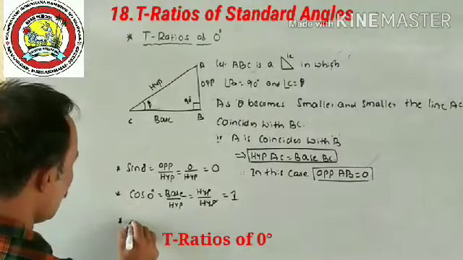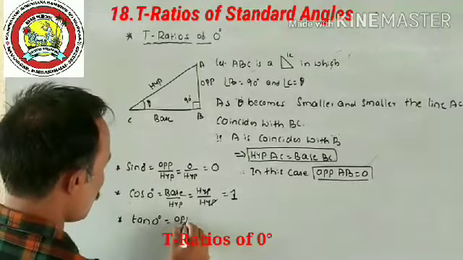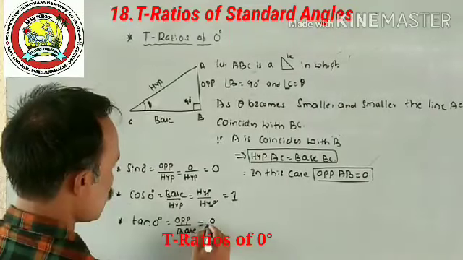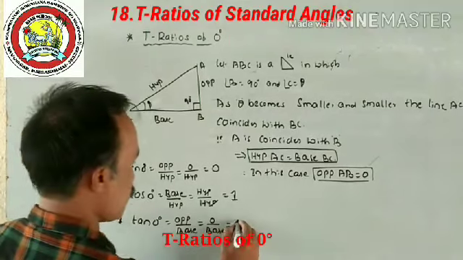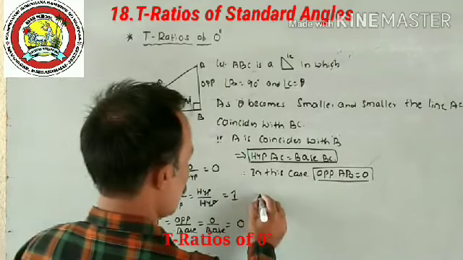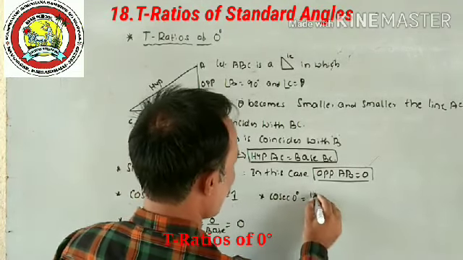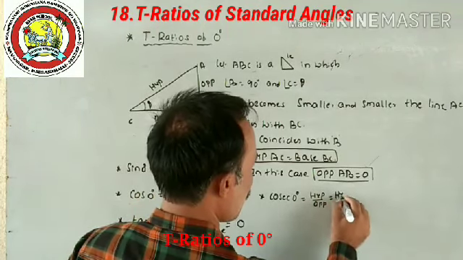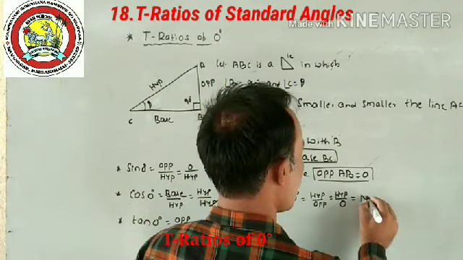Next, the third one, tan 0 is equal to the ratio opposite divided by base. Opposite is 0, and whatever base you take, no problem, 0 by anything is 0. Next, the remaining three: cosecant 0 is equal to hypotenuse divided by opposite. So hypotenuse by 0. Anything divided by 0 we cannot define.